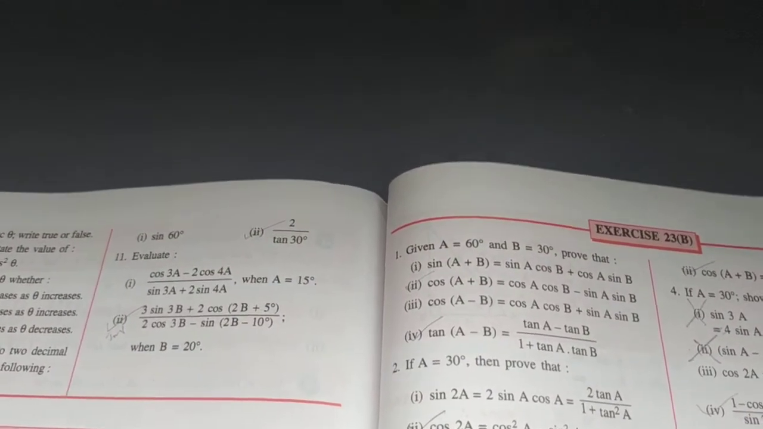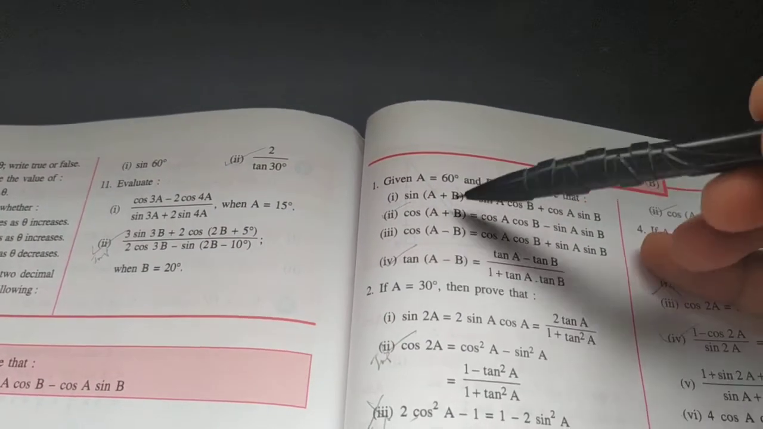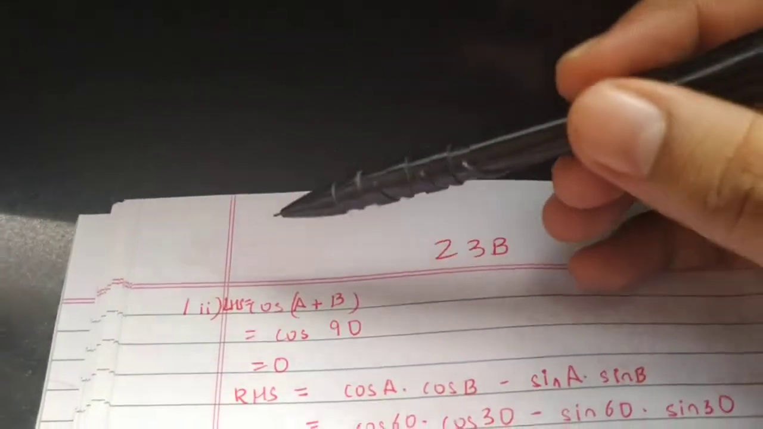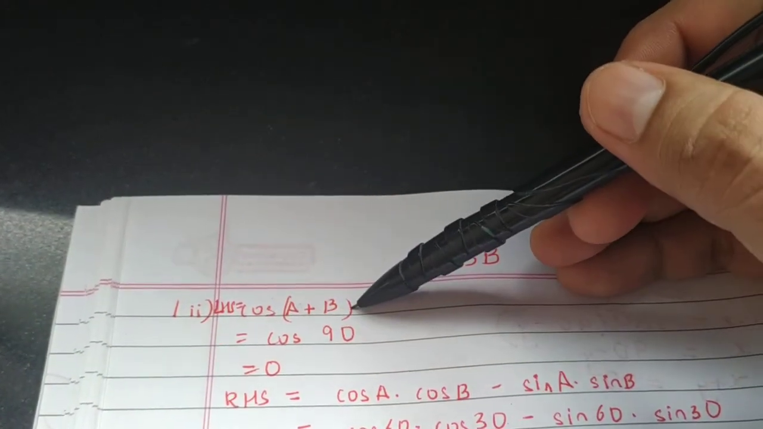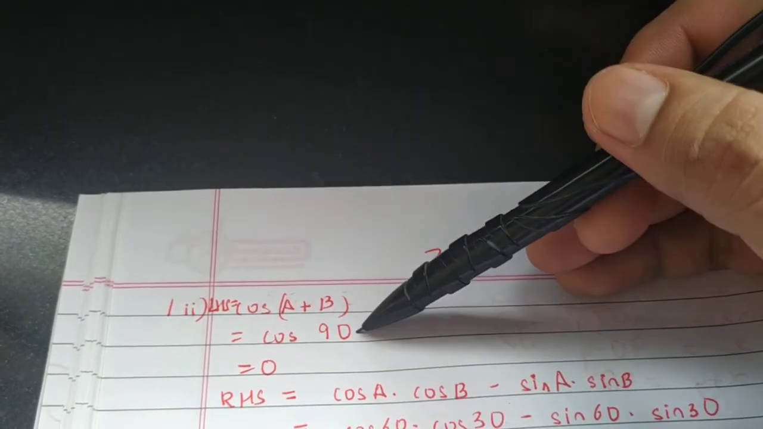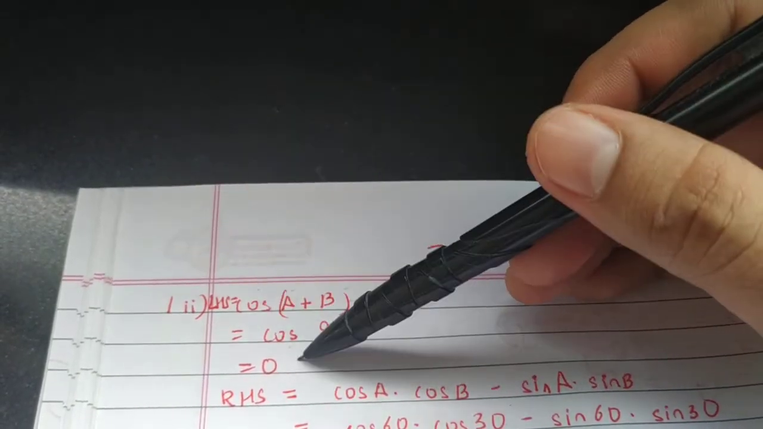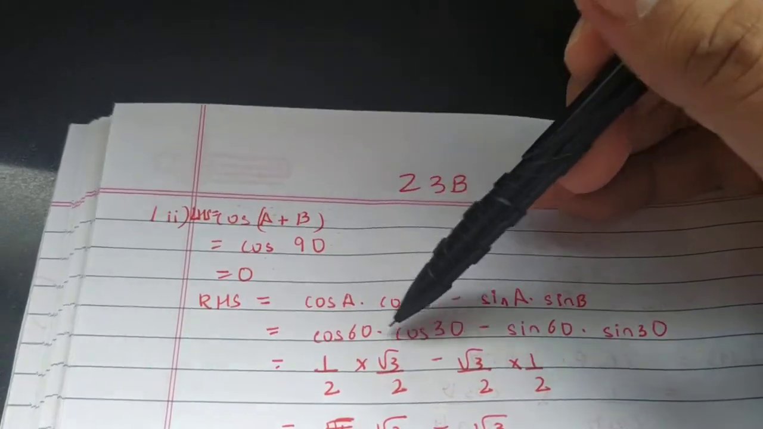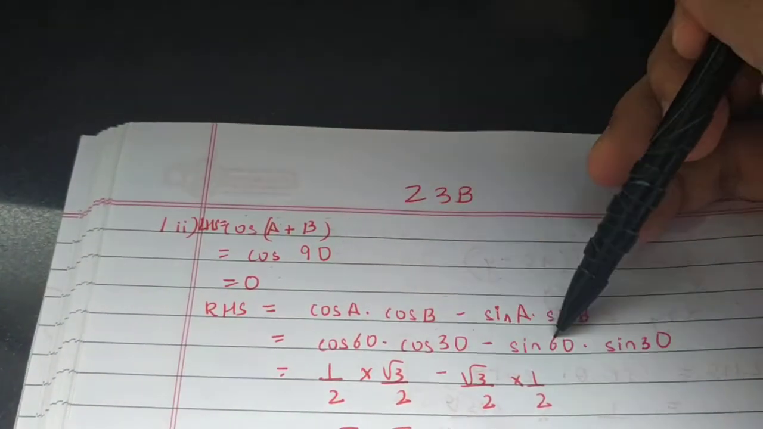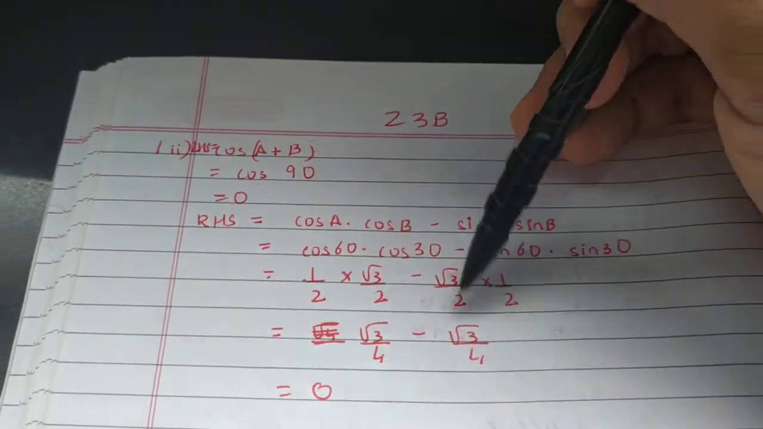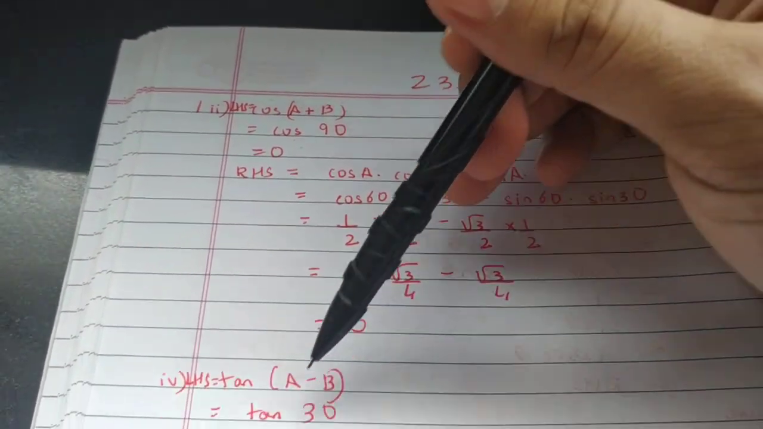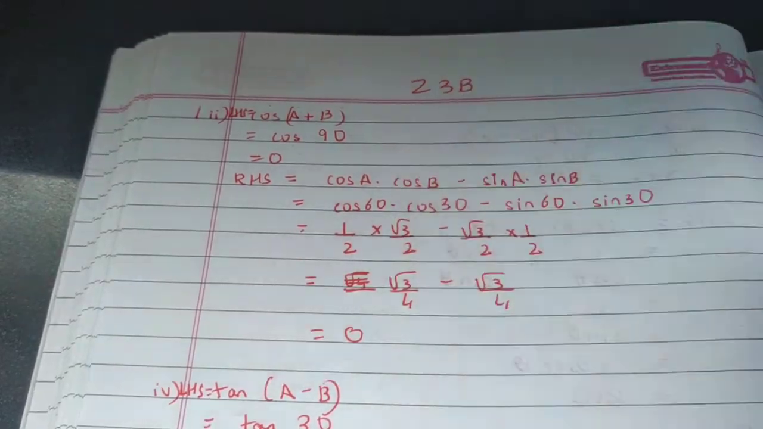Next, in 23b, 1.2. The logic is the same here. We start with LHS. A's value is given as 60 and B's value is given as 30. So A plus B is 90 and cos 90 is 0. So that's the LHS value. Similarly, RHS, substitute the values of A and B and substitute the trigonometrical ratios and solve it. Again, here the answer is 0. So LHS is equal to RHS, proved.